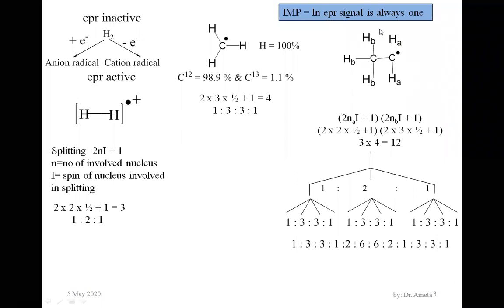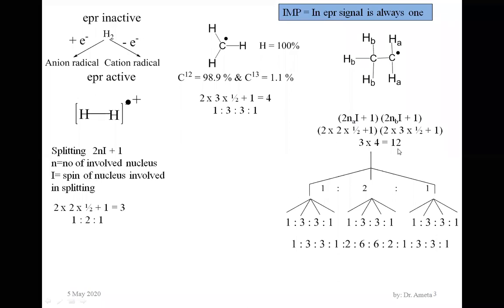So we have to calculate the lines like this: (2nAI plus 1) into (2nBI plus 1). Here nA and nB represent the different kinds of nuclei. So in case of HA, there are two nuclei. That's why 2 into 2 into half, where half is the spin for hydrogen, plus 1. So that is 3. And for HB, if we solve this bracket, it is 4. So 3 into 4 is equal to 12.